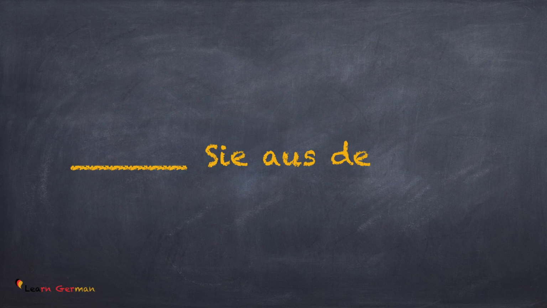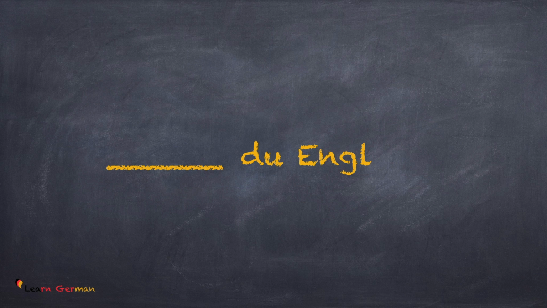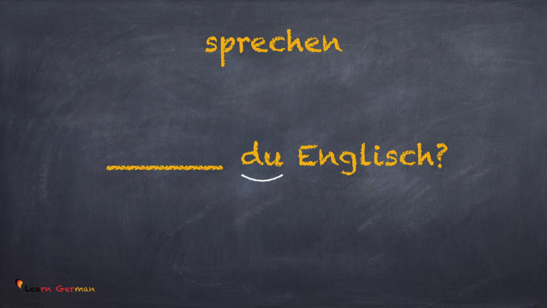Let's go to the next one. The verb is kommen and you have to conjugate it according to Sie. So you would say, kommen Sie aus den USA? Coming to the last one, the verb is sprechen and you have to conjugate it with du. Remember that the conjugation is a bit different here. Yes, the answer is sprichst du English?